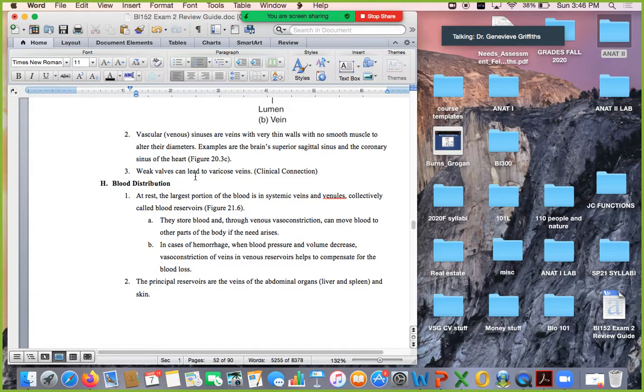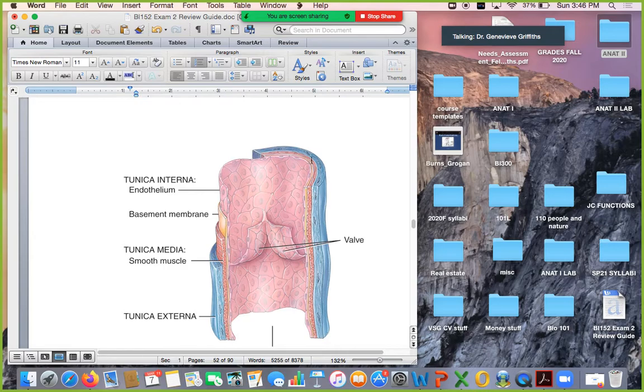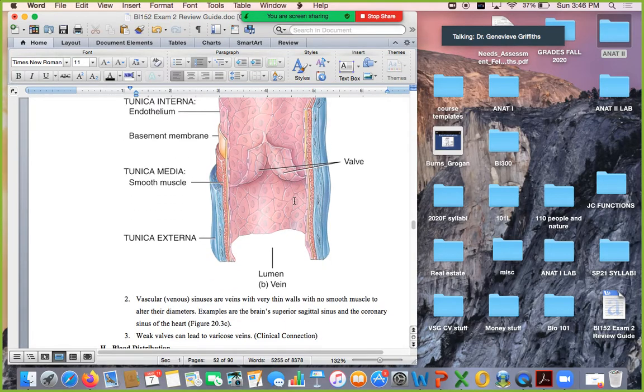Now, if we end up with weak valves, we can cause what's called varicose veins, or just pooling of blood. And varicose veins appear blue or purple because it's deoxygenated blood in venous return, so it's going to be darker. Remember, we only get that nice red color when we have the iron interacting with oxygen to give us the rust color. We never really get blue, but a nice deep purple.